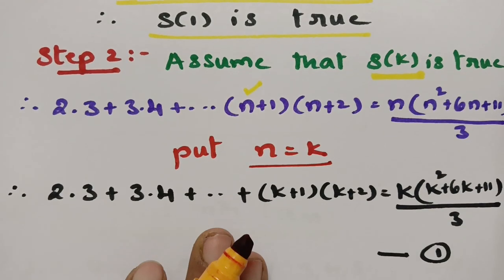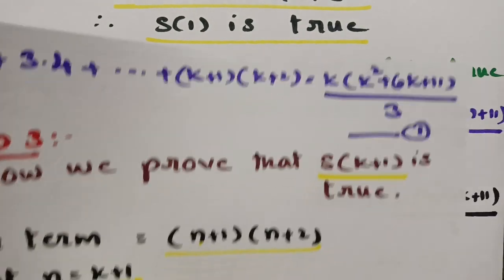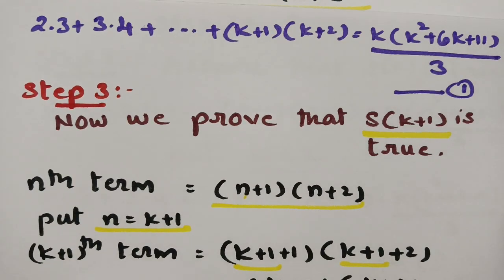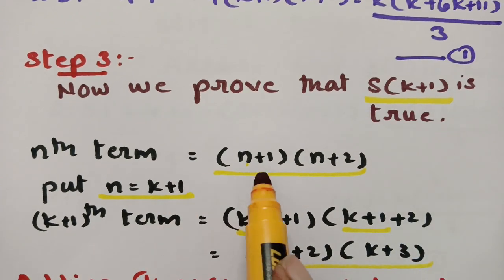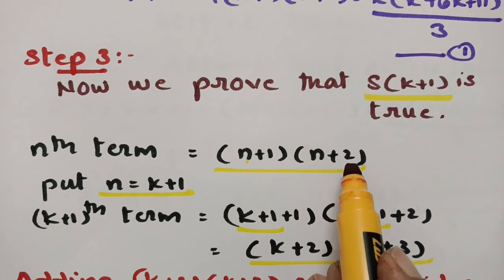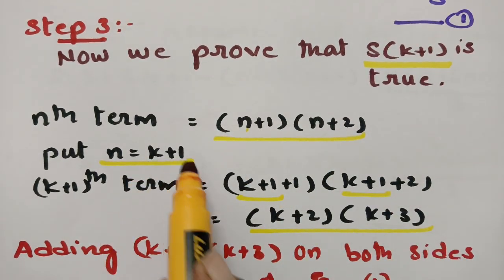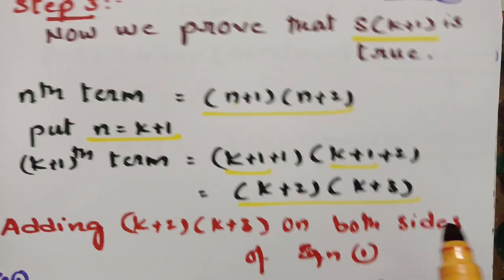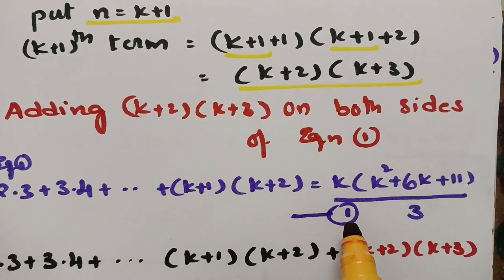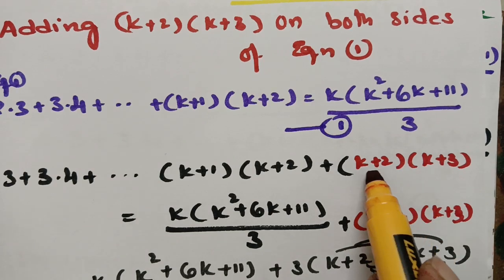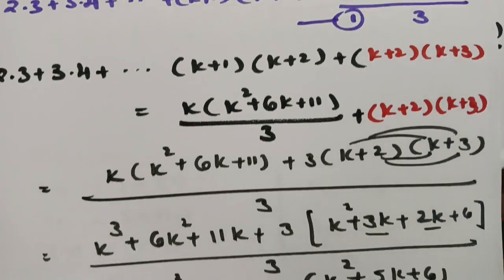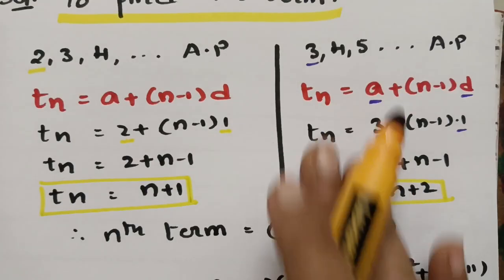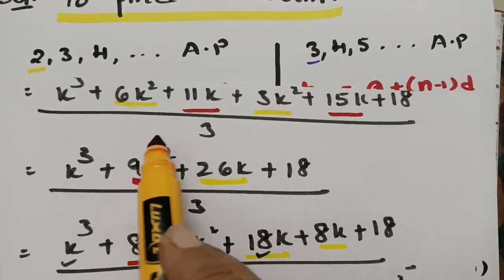So this will be the first statement here. After taking this as a first statement, we have to prove the next step as n is equal to k plus 1. So here the nth term is n plus 1 into n plus 2. And if you keep n is equal to k plus 1, this will be k plus 2 into k plus 3. And therefore in the first equation, I am adding k plus 2 into k plus 3 on both sides. And after taking the RHS part here, I've done all the calculation here.